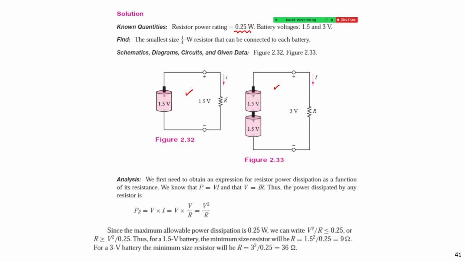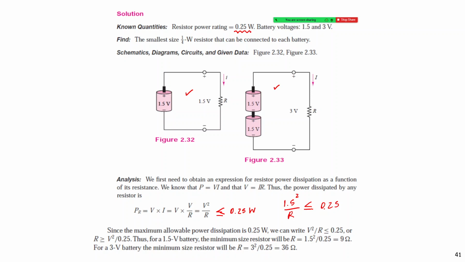So if we have the small battery, we connect it to the battery. The voltage across the resistor is 1.5 volt. So the power dissipated by this resistor would be V square over R, right? But V square over R must not be greater than 0.25 watt, right? And V is 1.5 squared divided by R must not be greater than 0.25. So this resistor should be not lower than 9 ohm, right?